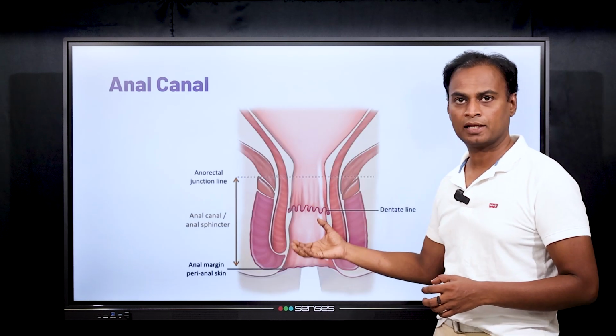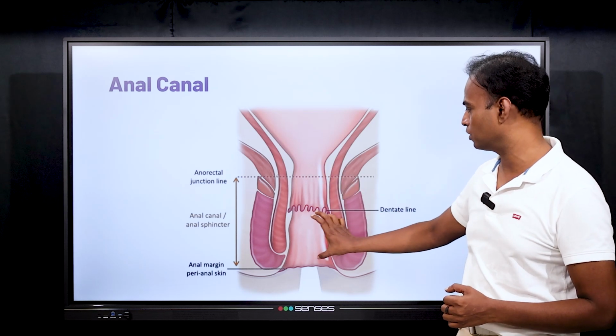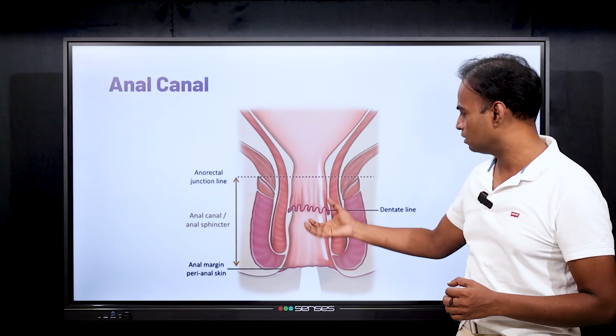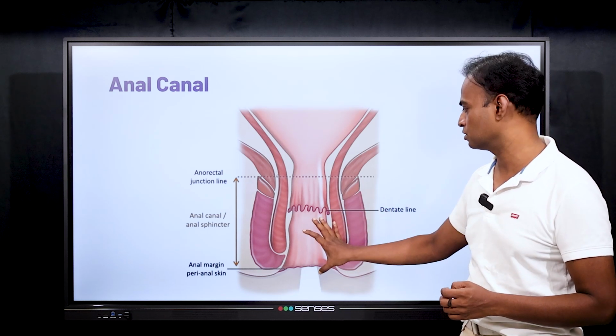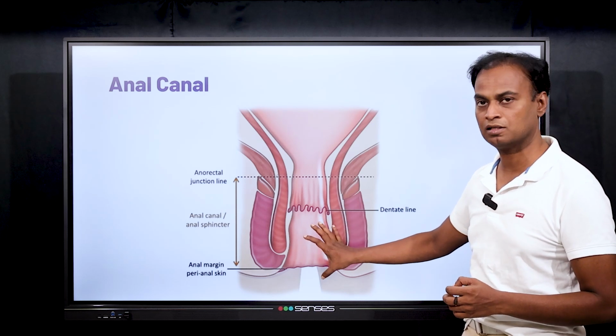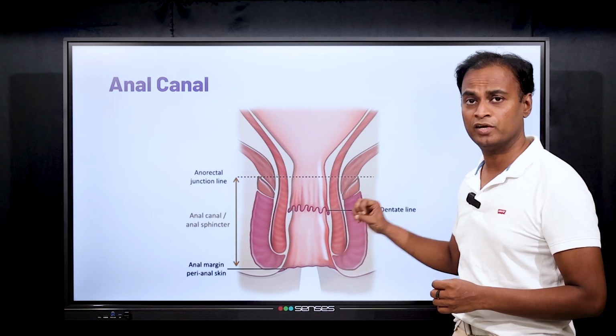See, this is the normal anal canal, and you can see this is the upper part of the anal canal, this is the lower part of the anal canal. So what happens is the anal canal, especially the lower part, is richly supplied by nerves. Okay, and any lesion here, anything that happens here or any piles here in the lower part of the anal region, will be very painful.